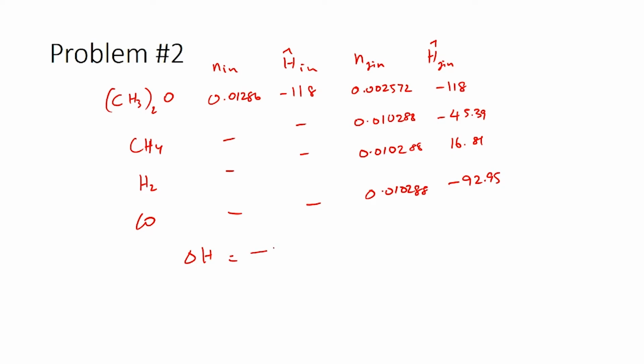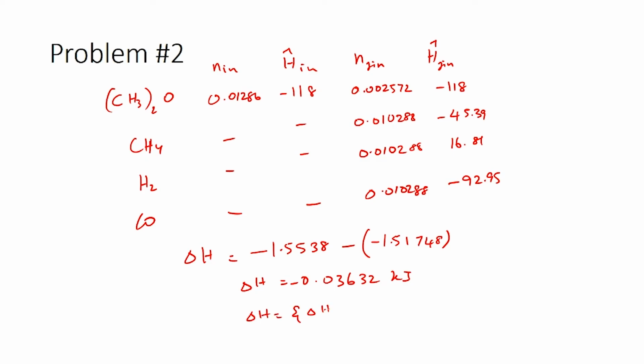The final condition enthalpy is minus 1.5538 and the enthalpy of the initial condition would be minus 1.51748, giving you a delta H of minus 0.03632 kilojoules. And we now need the extent of reaction if we want to calculate the heat of reaction, because delta H is also equal to xi delta HR at 600 degrees Celsius.